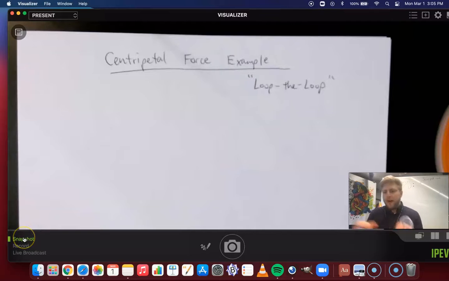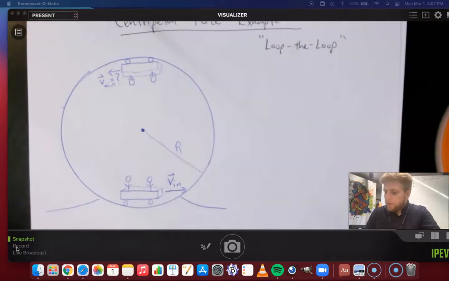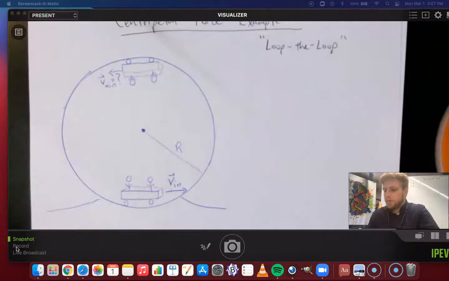So the first thing we're going to do is draw ourselves a loop. I'm going to pause and do that now. You can see I've sketched out a nice little loop here. We're going to go with the classic roller coaster example. So this roller coaster car has come in with some initial velocity, and it's going to go around and out through a loop with a radius r.